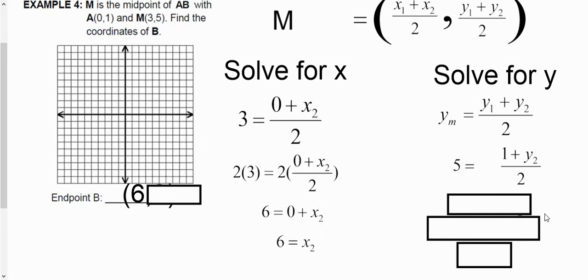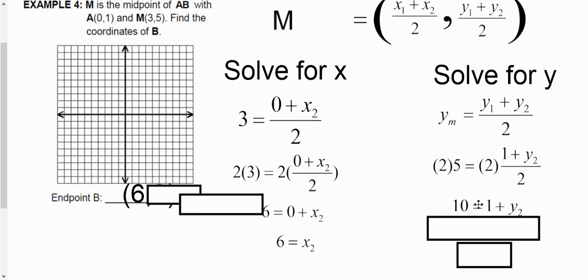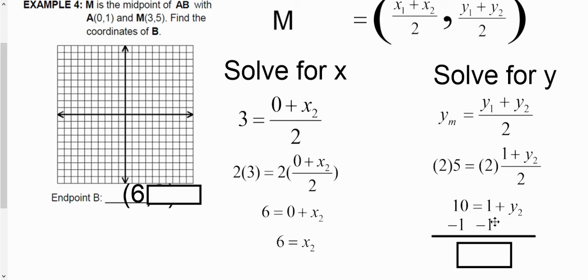Still our same step here first. We're going to get rid of the division by 2 by multiplying by 2. So we get 10 equals just the top over here. The bottom gets canceled out. 1 plus the y coordinate. So we'll get rid of this 1 by subtracting it away. And we get the y coordinate of that other endpoint is 9.